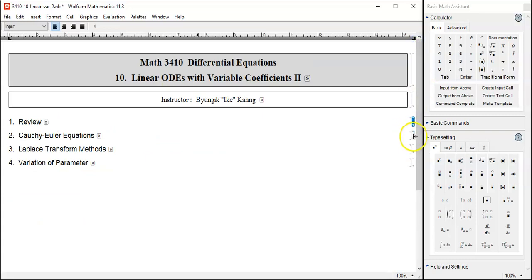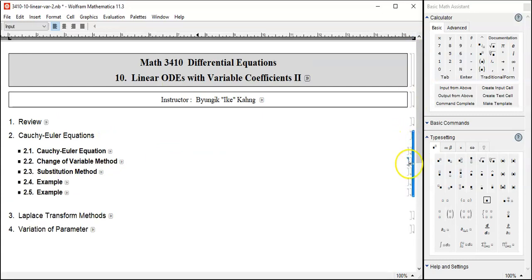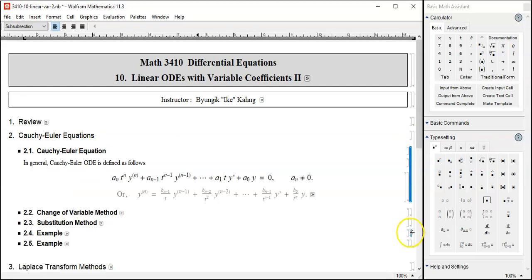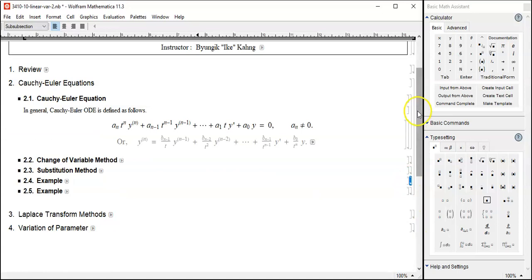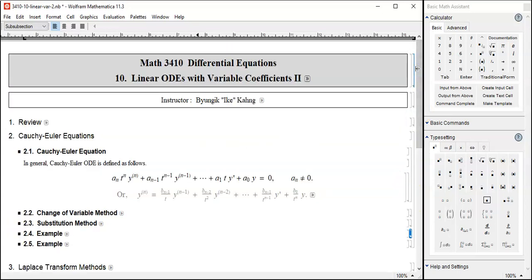Okay, let's go to section 2, and this section 2 is a review actually. We went through the Cauchy-Euler equation already and we went through examples. But let's come back to theory a little bit. So this is the general form of the Cauchy-Euler equation. t to the nth power times the nth derivative of y, t to the n minus first power times the n minus first derivative of y, and so on and so forth.